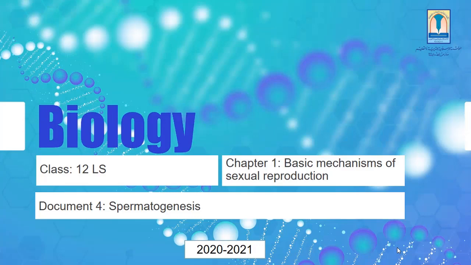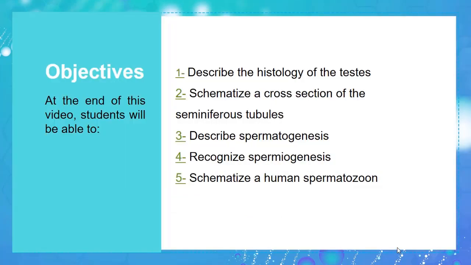I'm teacher Ahmed Jamul. I'm glad to talk about document 4 of chapter 1, Spermatogenesis. I'm going to discuss the histology of the testis, describe the spermatogenesis mechanism, and end with a scheme about spermatozoon.